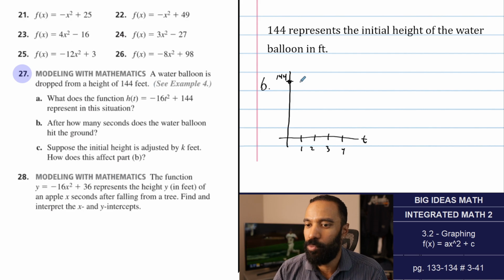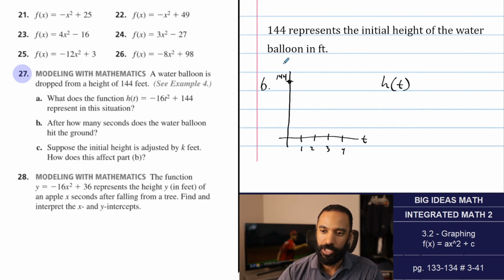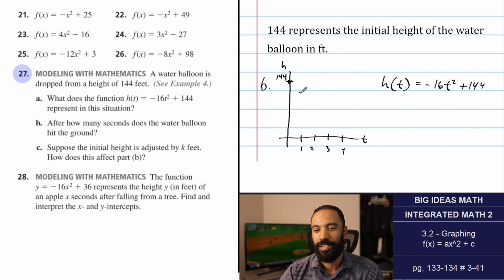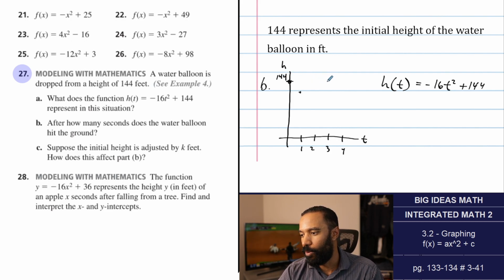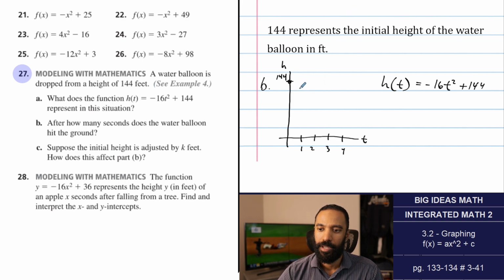So over 1, we go down 16, right? This is h of t. This is h, by the way. H of t equals negative 16t squared plus 144. So we go over 1 down 16, which is clearly not 144 yet. Over 2 down 4 times 16. I guess down 16 is probably not that sharp. Excuse me, what did I say? 4 times 16 is 64. So kind of quite not there.